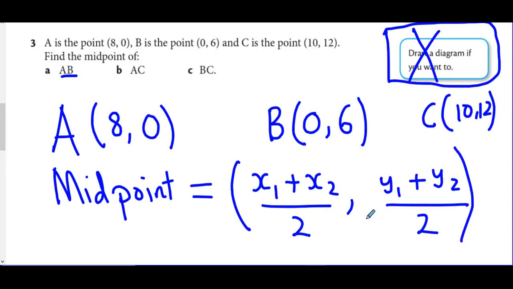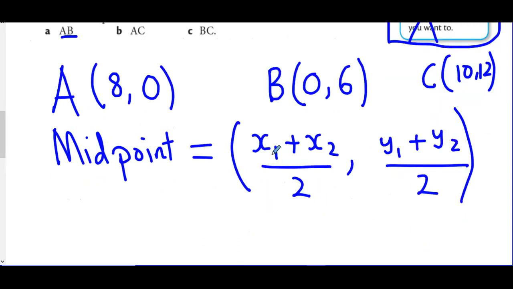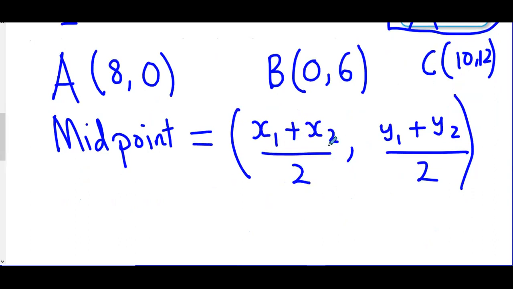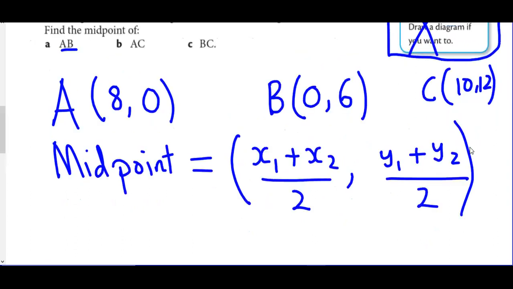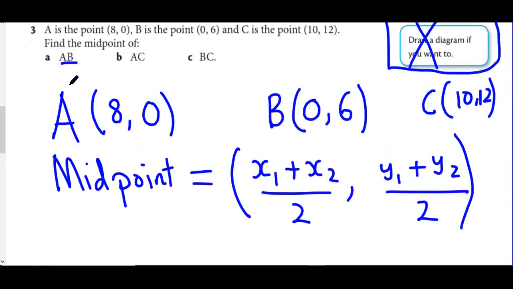So don't worry, I'm going to explain what x1, x2, y1, and y2 are, and how we get them. Let me start with the first line, the line from A to B. What is the midpoint of the line from A to B?